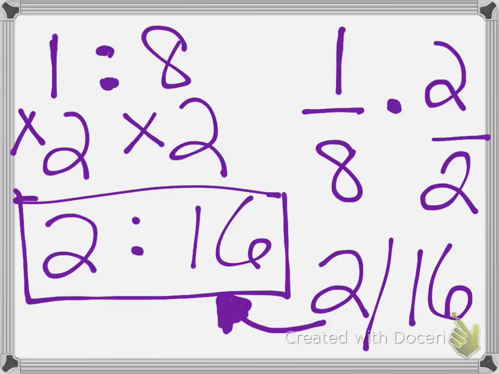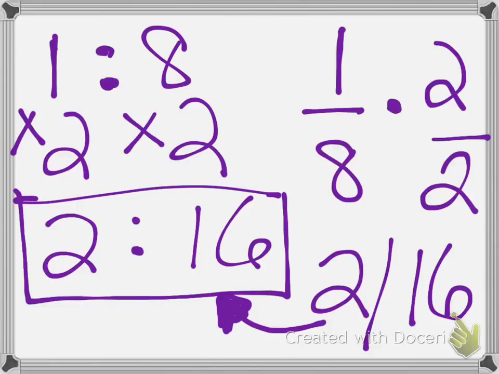Our example for today is going to be 1:8. Notice I've multiplied by 2 on both sides because that's a rule. Whatever we do to one side, we must always do to the other side in ratios. So if you multiply by 2 on the left, you must also do it on the right. If we do that, our answer will be 2:16.